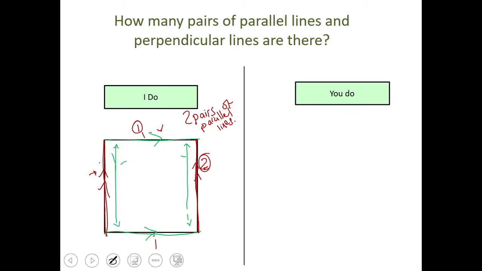Now the second part of the question is asking us, how many pairs of perpendicular lines are there? So now if we just look at the square and we look at how many right angles are formed, we know that there's one right angle here, one right angle here, one right angle there, and lastly one right angle there. So this line and this line is one pair. This line and this line is our second pair. This line and this line is our third. This line and this line is our fourth.